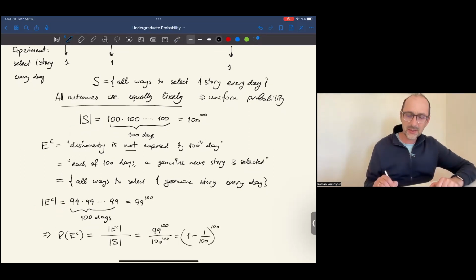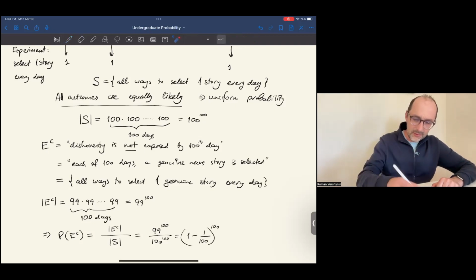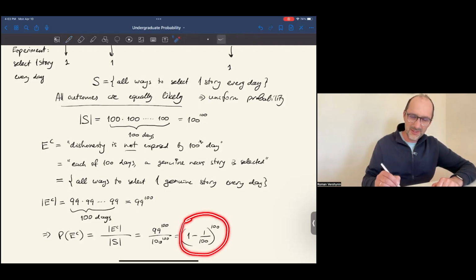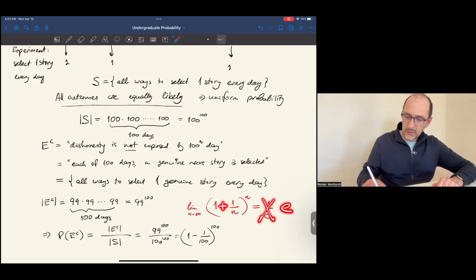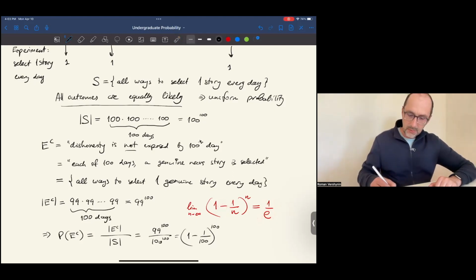I can put this in the calculator, but isn't this something similar to what we did before? Isn't this familiar to you? The classical limit, 1 minus 1 over n to the power of n. As n goes to infinity, this number converges to 1 over e. If there was a plus here, the number would be e. So the probability here is approximately 1 over e.